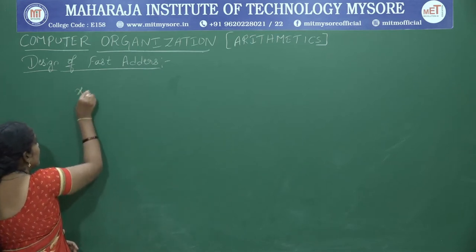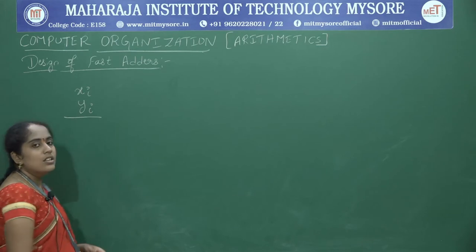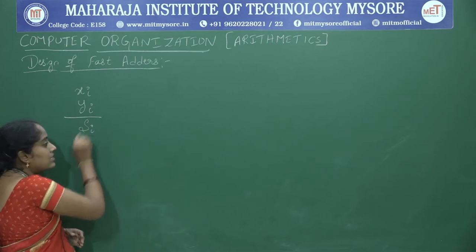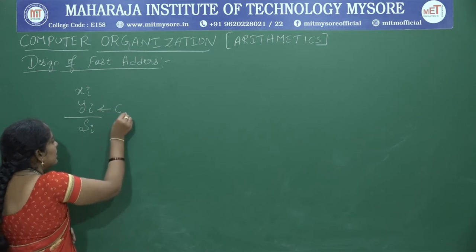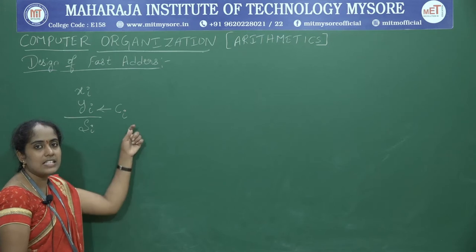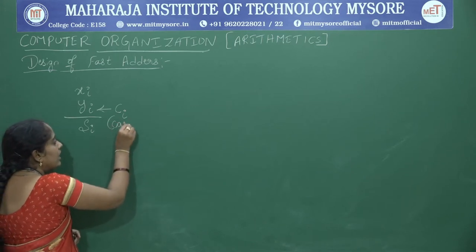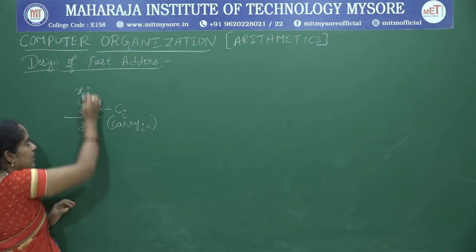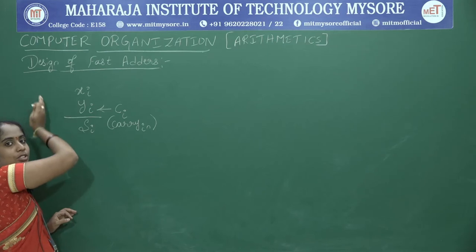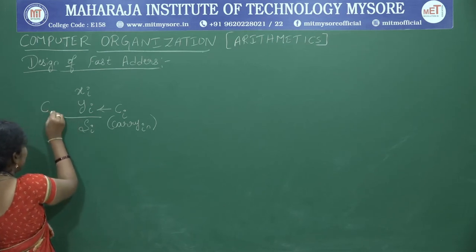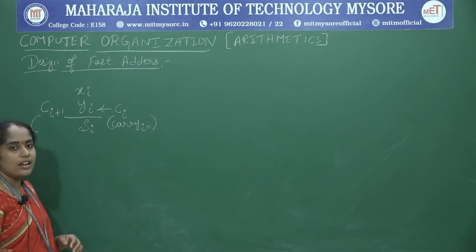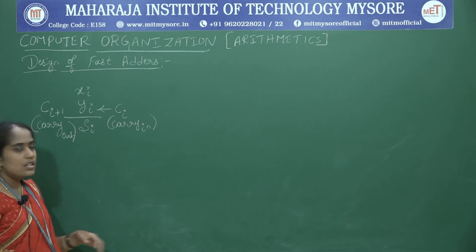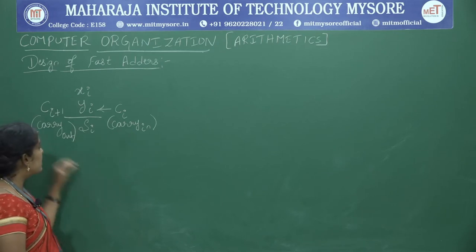Say for example, xi and yi. These are the two inputs, two bits xi and yi. You will get the sum, it is si. The carry is taken from the previous column, it is ci. It is also called carry in. The next carry is generated from this column and propagated to the next row. It is called Ci plus 1, or carry out. So, this is Ci, called carry in, and Ci plus 1 is called carry out.